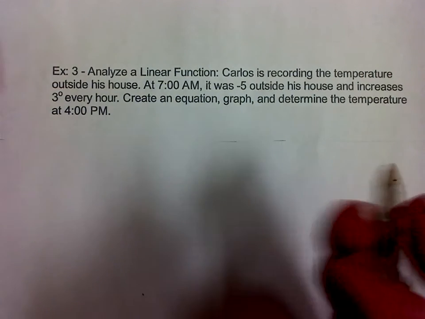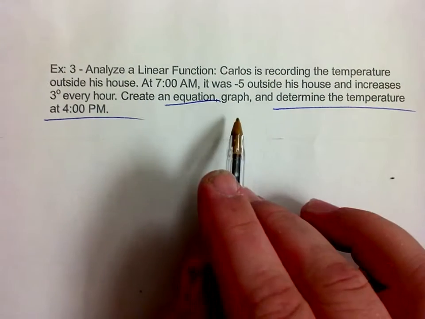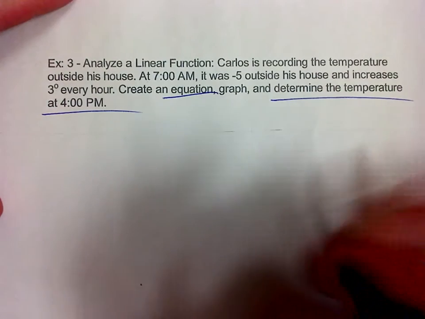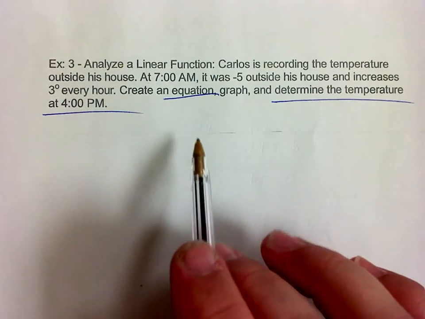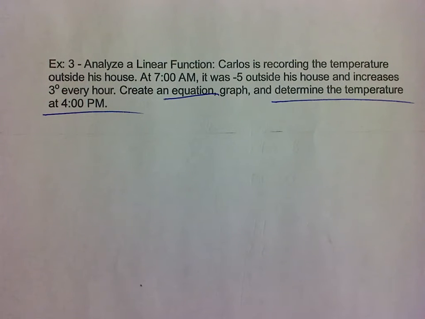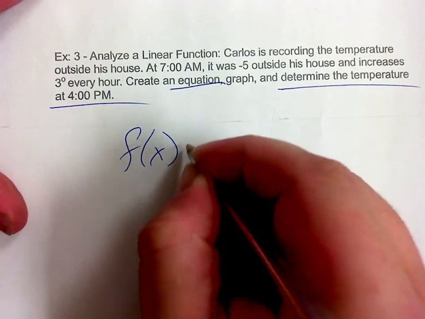Okay? What we're going to do for this one is equation and determine the temperature at 4 p.m. The graph, we can actually illustrate on the Desmos Calculator, okay? Which we obviously can do, especially when we write our equation in slope-intercept form. We can graph it pretty easily as well. Now, a couple things here. We're going to have to write this function out.